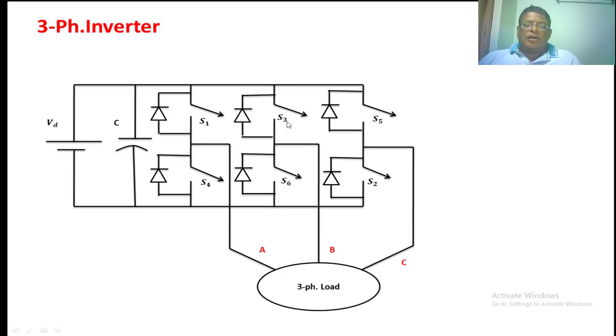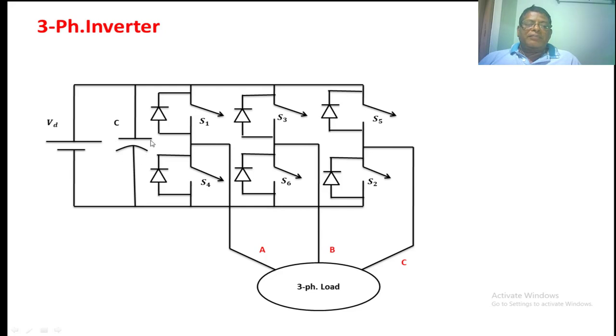Suppose from the odd group of switches, let me take S1 is on. Once S1 is on, this terminal A phase will be directly connected to the positive terminal of the input voltage. The A phase voltage becomes plus VD. From the even group of switches, let me take S4 is conducting, then the same A phase will be subjected to the minus VD voltage. So another name for S1, S3, S5 is the positive group of switches, and another name for S2, S4, S6 is the even group, or negative group.